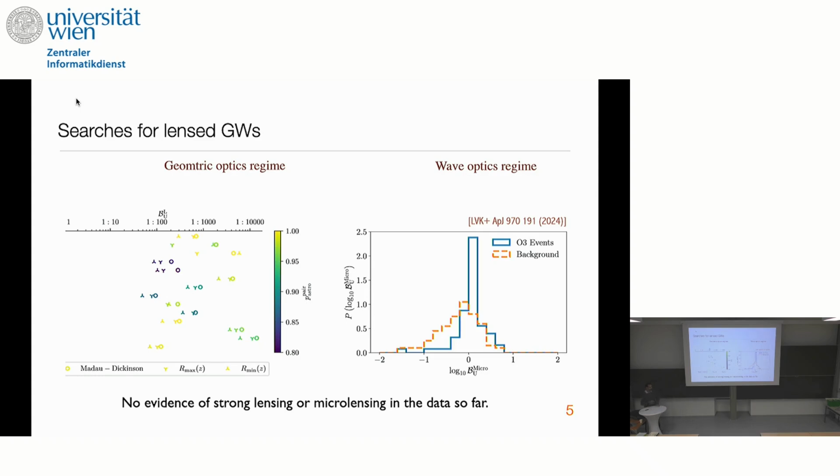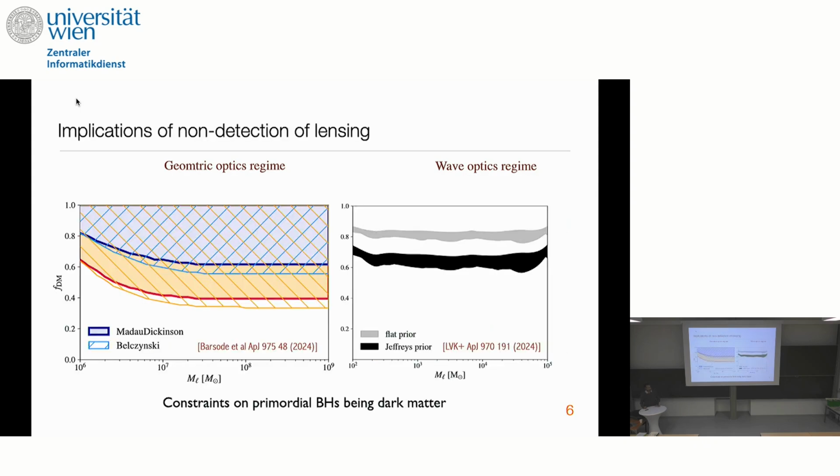So in summary, we do not see any evidence of strong lensing or microlensing in the data so far. But even this non-observation of the lensing effects can be used to say something about cosmology. It's not very interesting yet. One is about the existence of primordial black holes, the possibility of them contributing to a good fraction of dark matter. And the argument is the following.